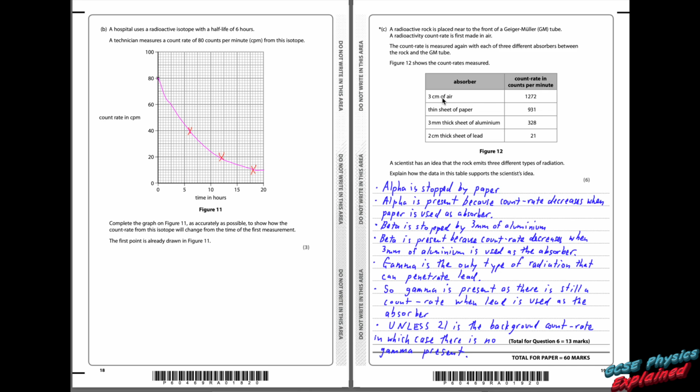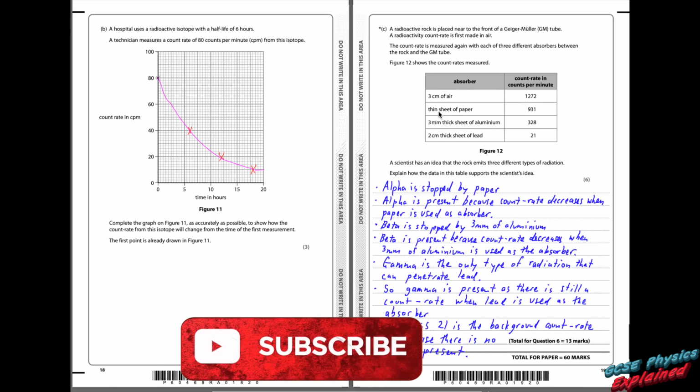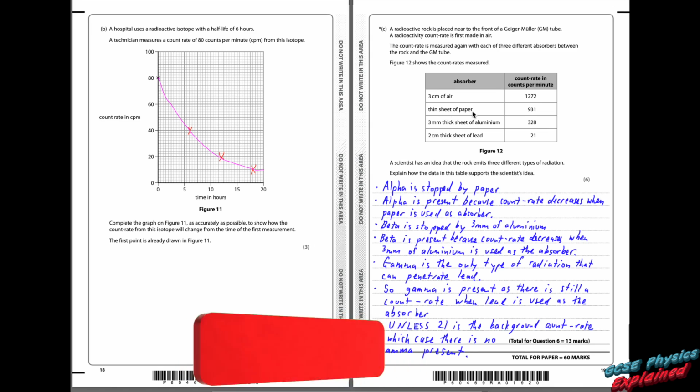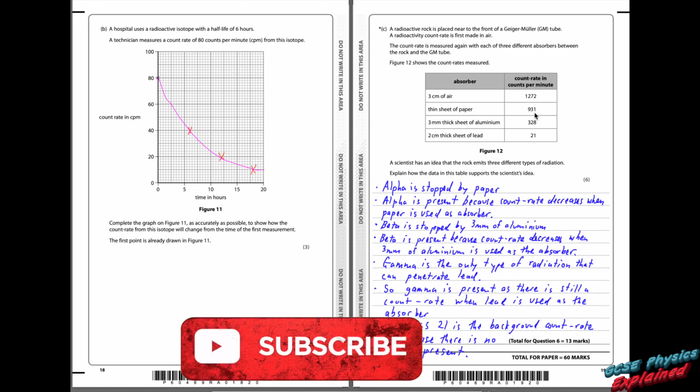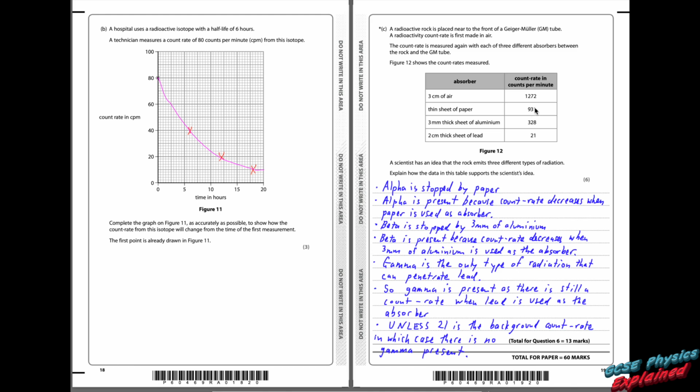So, when there is 3 centimeters of air, the count rate is 1,272. So you've just got the rock 3 centimeters away from the Geiger counter, and that's your count rate. Now what they do is they put a thin sheet of paper in between the rock and the counter, and the count rate goes down to 931. Now we know that alpha is stopped by paper, and we also know that alpha must be present because the count rate decreases when the paper is used as the absorber.